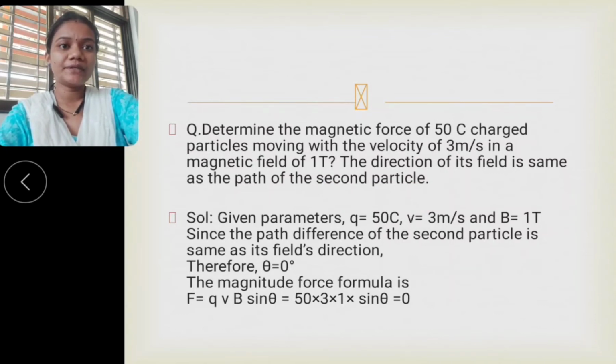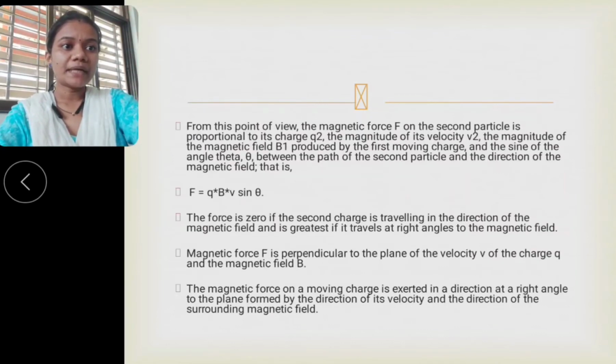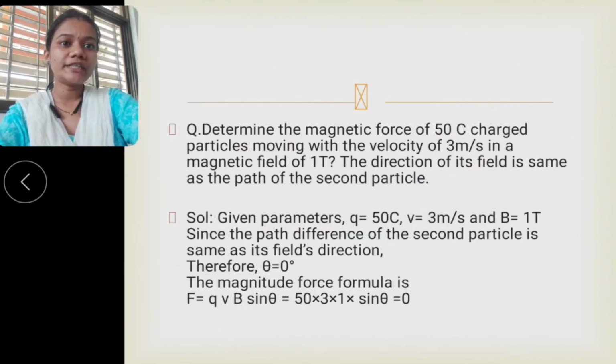The given parameters are: the charge q is equal to 50 coulomb, the velocity is 3 meters per second, and the magnetic field B is 1 T. Since the path of the particle is the same as the field direction, theta must be 0 degrees. We have to calculate the force.